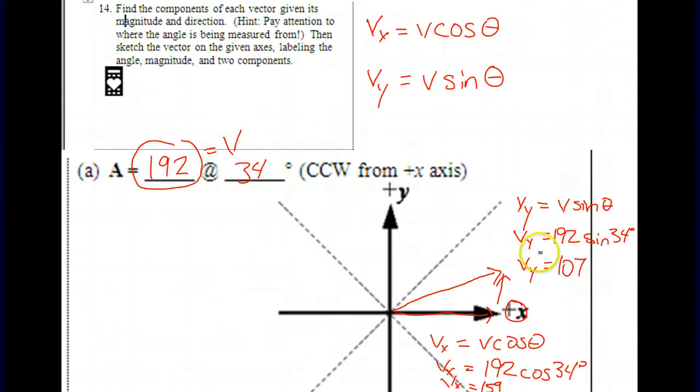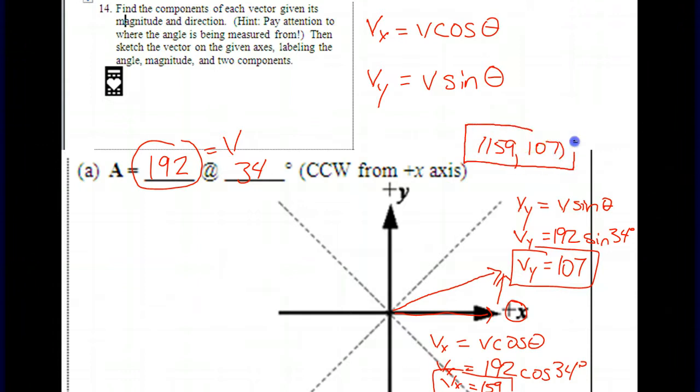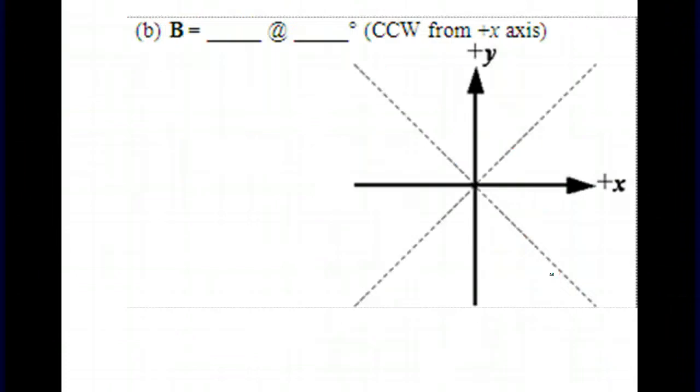So those are our two answers. That's all we need right there. Sometimes you might write it down: the x component being 159 and the y component being 107, and use that as your answer. But if you just say these two things, that's really what we're looking for. And we're just doing variations of that for B, C, D, and E.